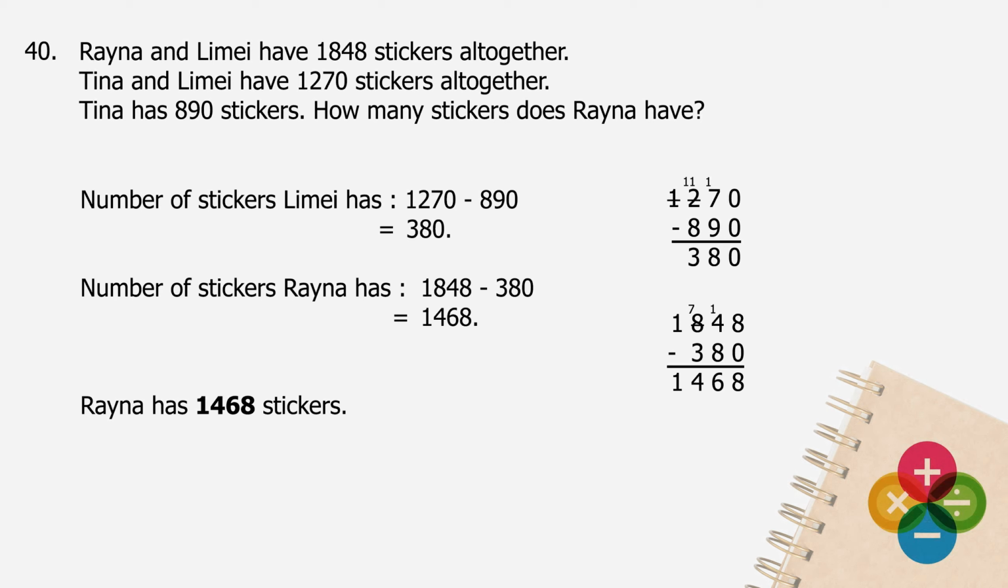The number of stickers Limei has will be, subtract 1270 from 890, and the difference is 380. The number of stickers Rayna has will be, subtract 1848 from 380, and the difference is 1468. Rayna has 1468 stickers.